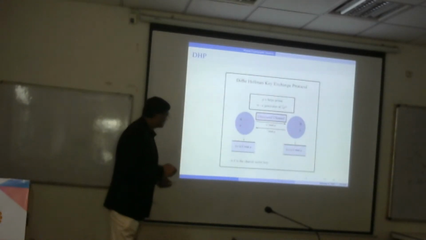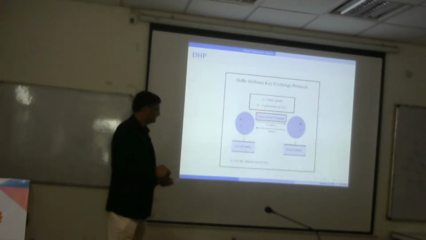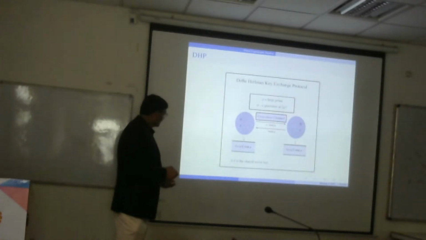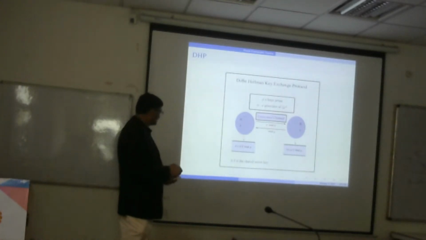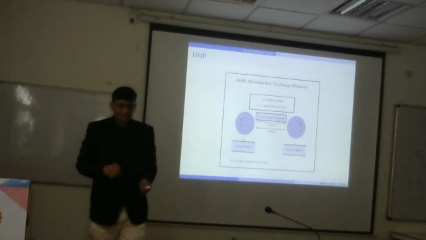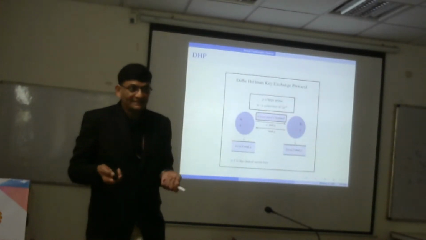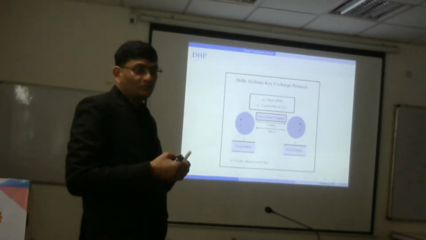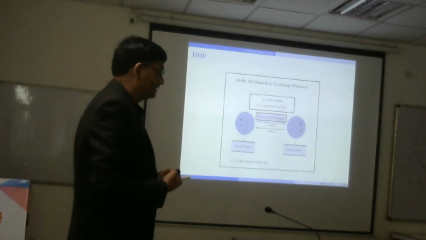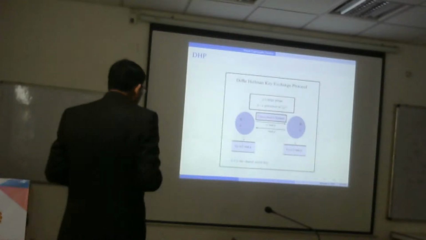Since the discrete log problem is hard, given alpha to the power x and given alpha to the power y, we cannot compute x or y. Or given alpha to the power x and alpha to the power y, we cannot compute alpha to the power xy. Okay, so this is how the discrete log problem is used.